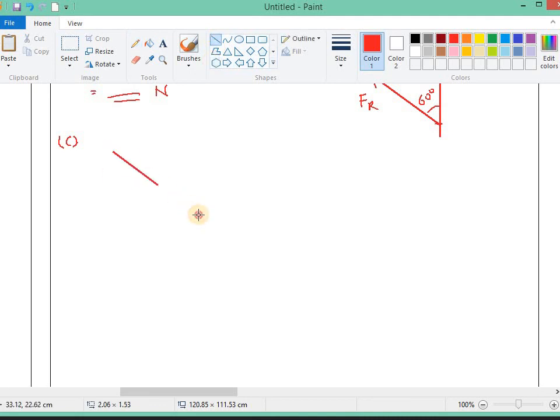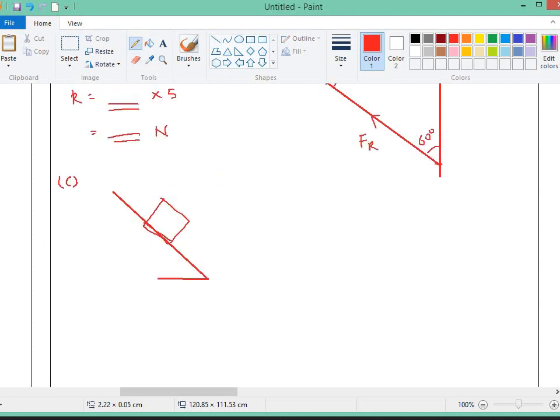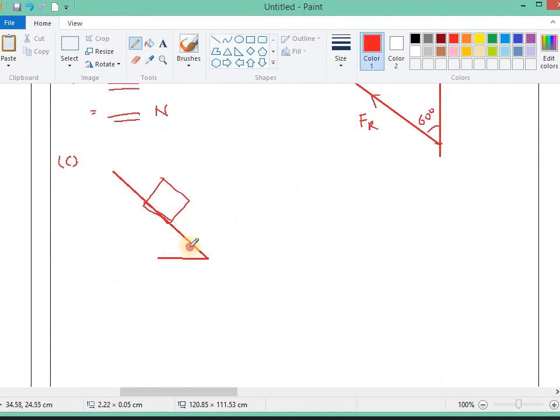So this is the inclined plane. The box is here. This angle is 40. And then this is the weight downward. Again, the weight. This is the friction. This is the normal reaction.